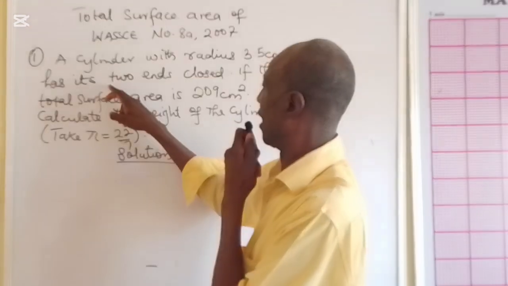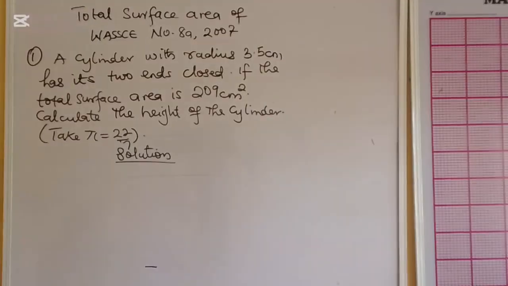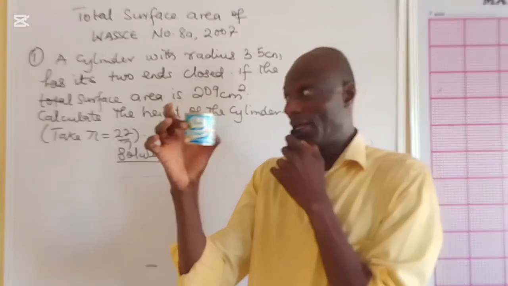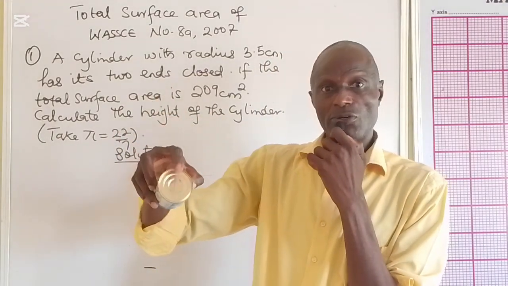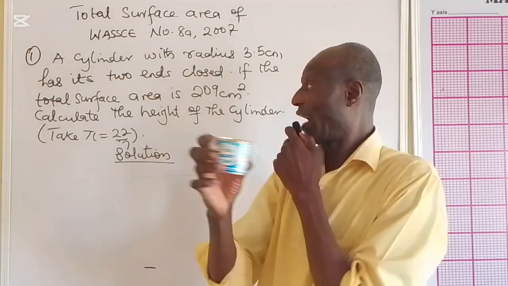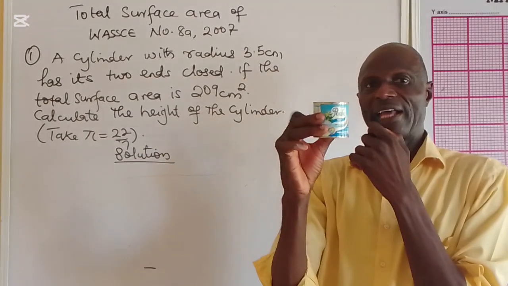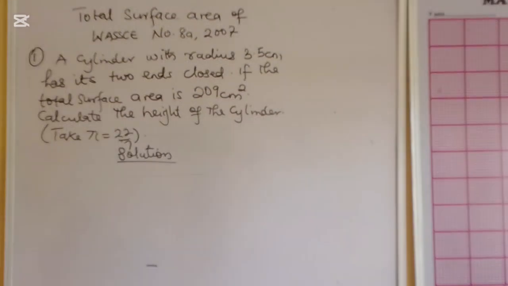If you look at the cylinder, it's closed at both ends. Let me give you an example of a cylinder that is closed at both ends. Look at this, my tin of milk. It's closed at this side. It's also closed at this side. So we are looking for the height, where the total surface area is given.